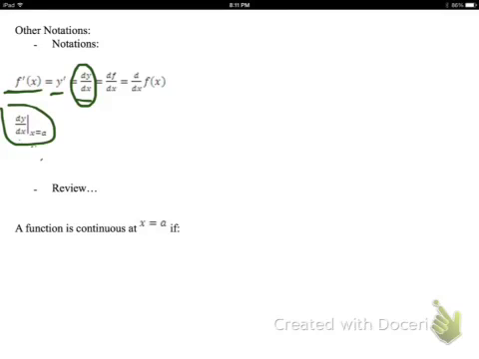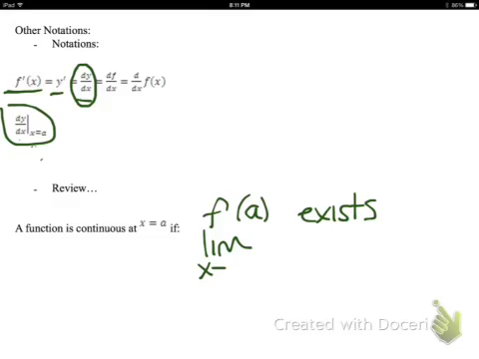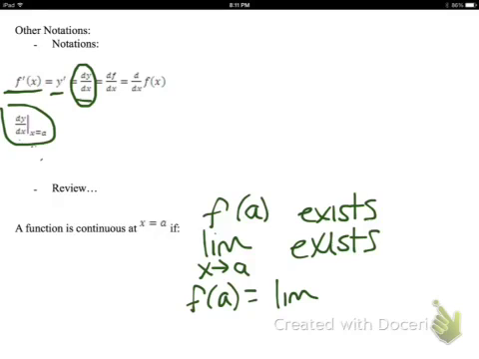Okay. The last thing we have to talk about is what makes something differentiable, what makes something have a derivative at certain values. Okay, and I just want to quickly review continuity. So it's continuous, what are your 3 rules? It's continuous if f of a exists, if the limit as x approaches a exists, and then it's continuous at a if f of a equals the limit as x approaches a. Okay, so we know that from before.